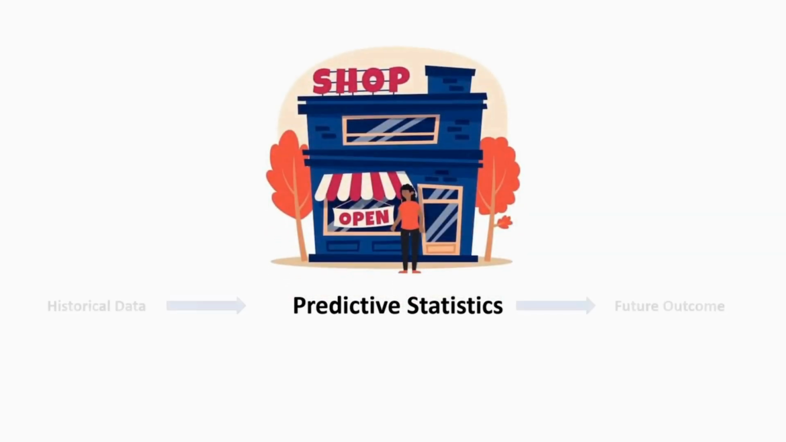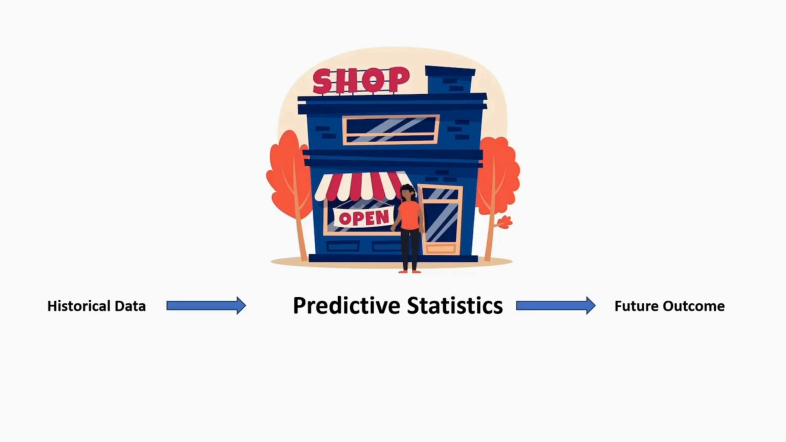Predictive statistics uses historical data to forecast the future outcomes. It helps businesses in preparing for what is likely to happen next. In our retail scenario, predictive statistics could help forecast future demand for products. By analyzing past sales data, the company can predict which items are likely to be popular in the upcoming season.